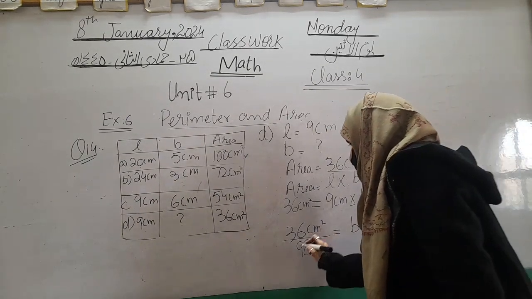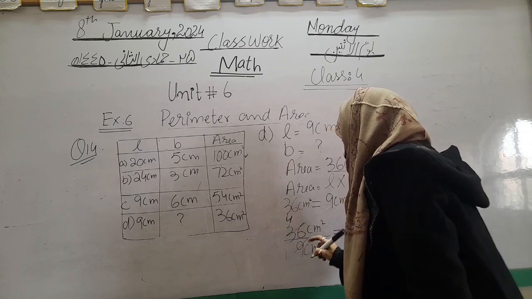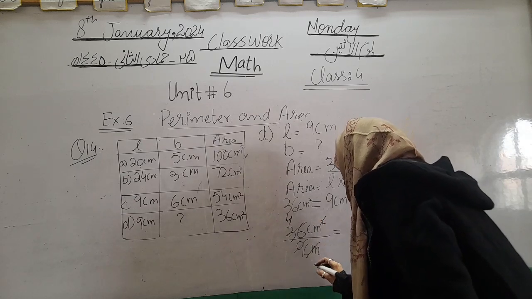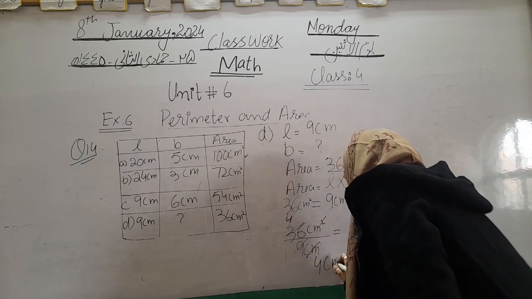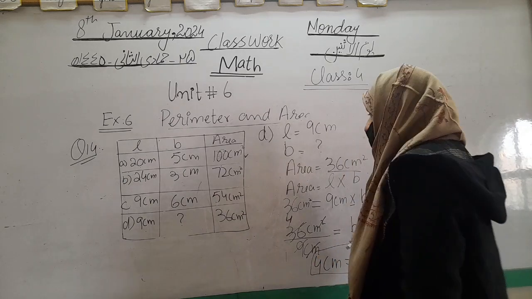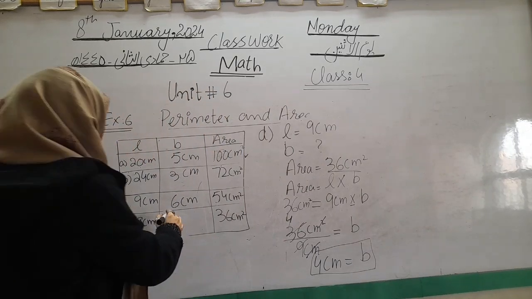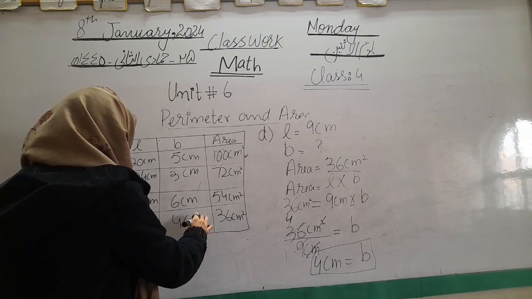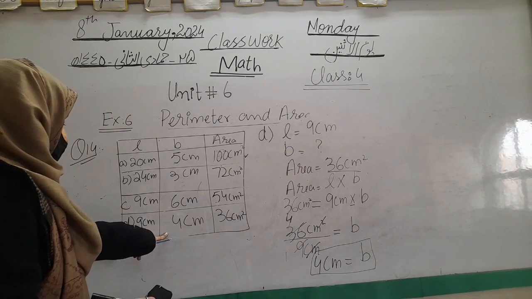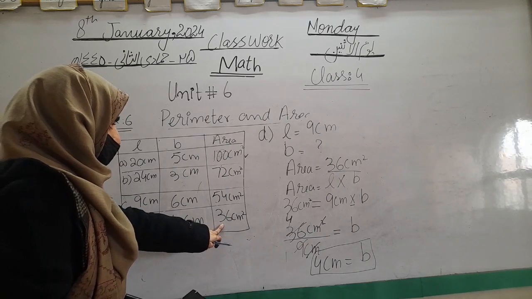Now we will cut it. 9 ones are 9, 9 fours are 36. Centimeter is cut with 1 centimeter. So 4 centimeter is equal to B. So the breadth is 4 centimeter. And when you multiply both, you will check that this is 36 centimeter squared. 9 fours are 36 centimeter squared.